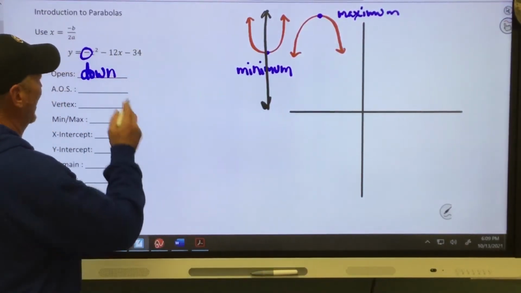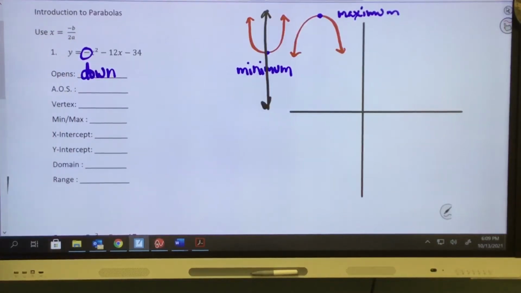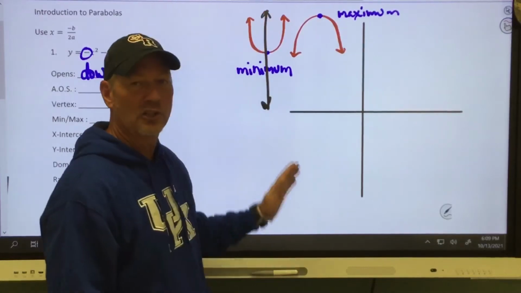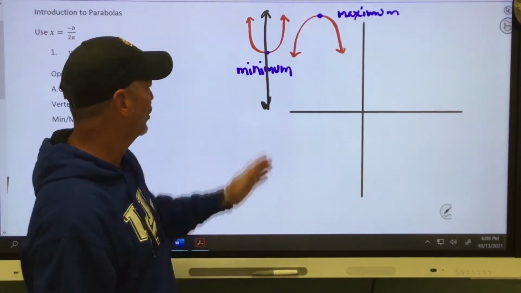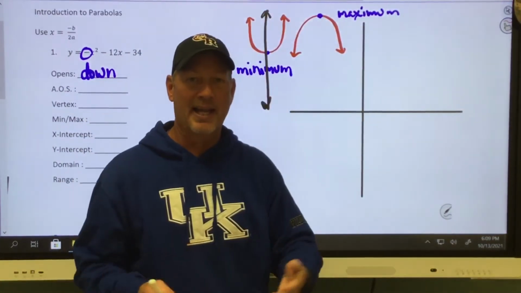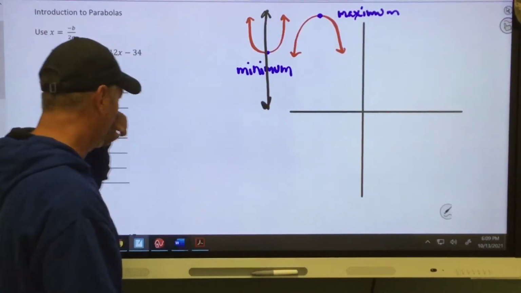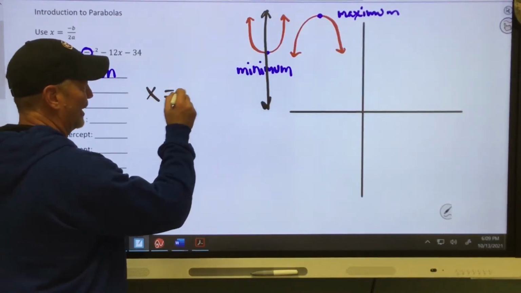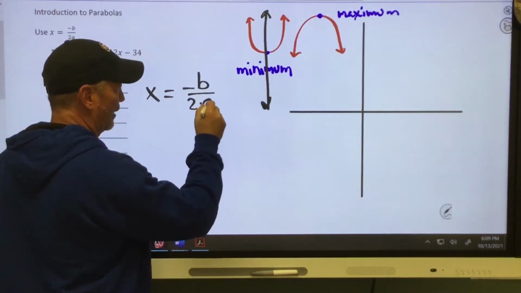To find it, I gave you an equation. This is what we use to find our axis of symmetry. The axis of symmetry is a line, so you have to write it as an equation of a line. Since it goes up and down, it's going to cross the x-axis, so you write it as x equals, because it's going to touch the x-axis. So we would say x equals the opposite of b over 2 times a.